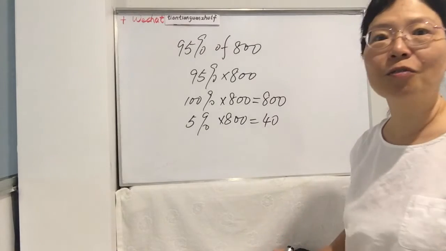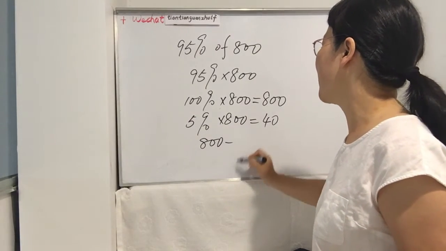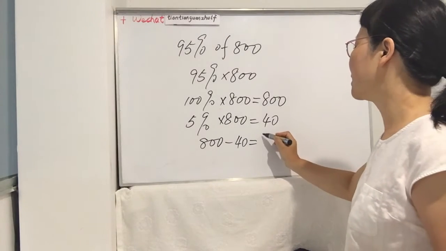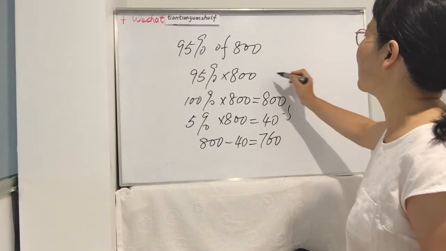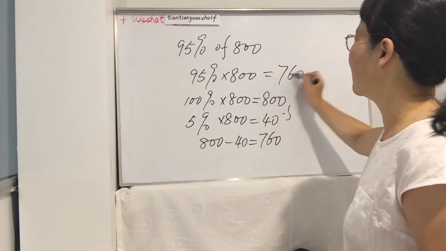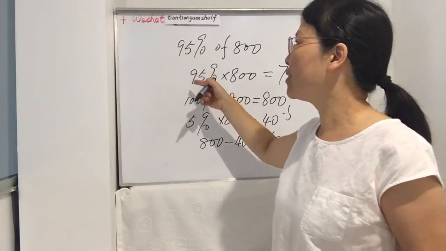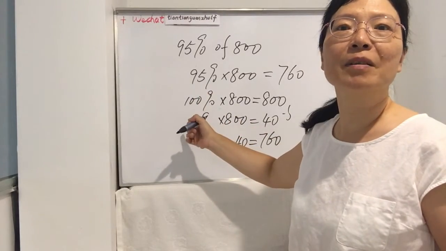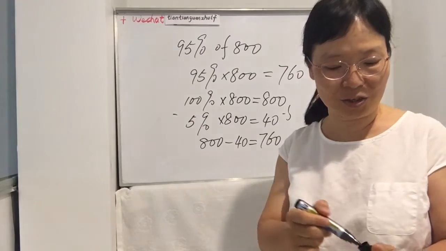So actually, what you need to do is 100 minus 40, subtract 40, 760. 760, the answer. So the important thing is you need to know 95% you use like 100% minus 5%. That's the most important. You know this part. If you know this part, you're very easy to do.